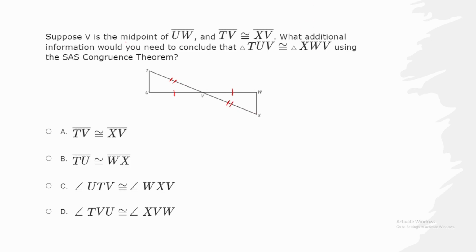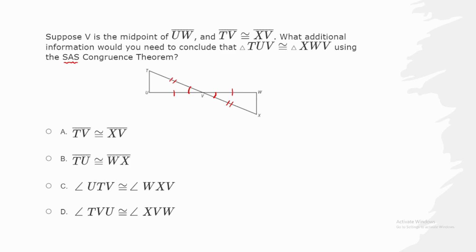What additional information would you need to conclude that triangle TUV is congruent to triangle XWV? They want us to use side angle side. We have two pairs of sides here, so we need to find the angle that's in between them. The angles that are in between them, I'm going to mark off right here. Boom and boom. So all we need to do is figure out the names of those angles. And fun fact, those angles are congruent because they're vertical angles, and we know all vertical angles are congruent. So now we just have to figure out the names.